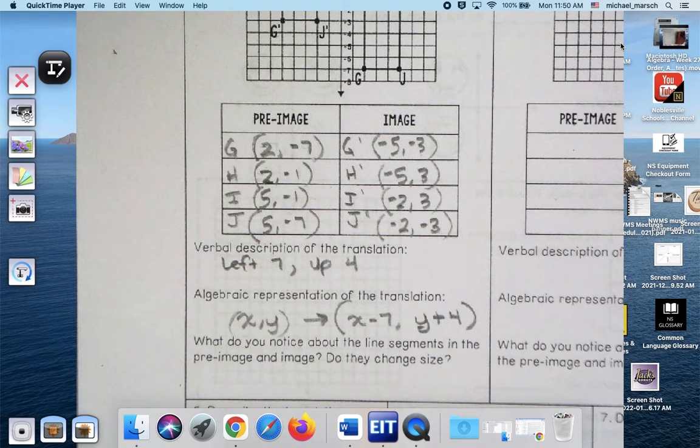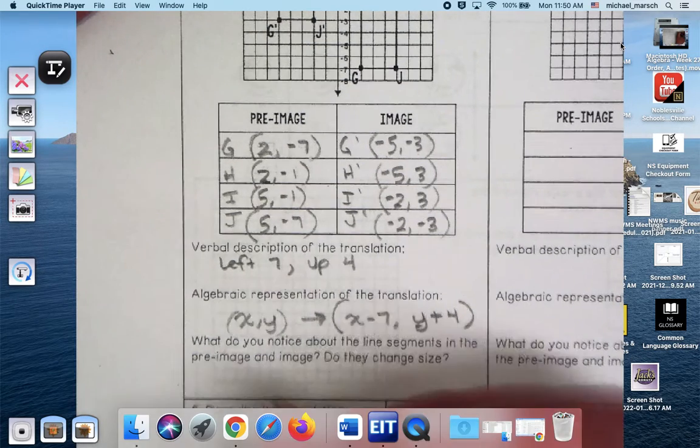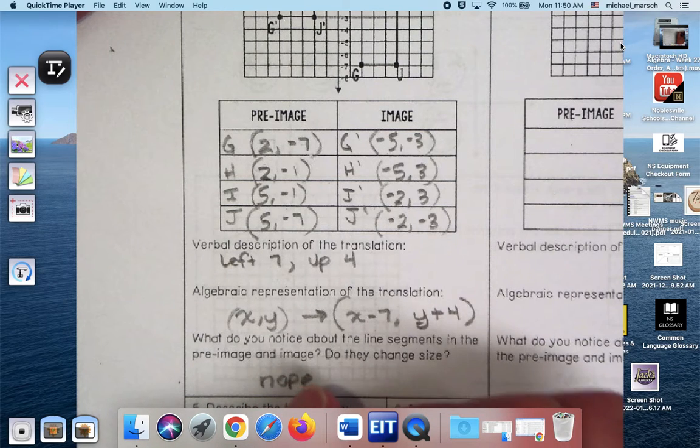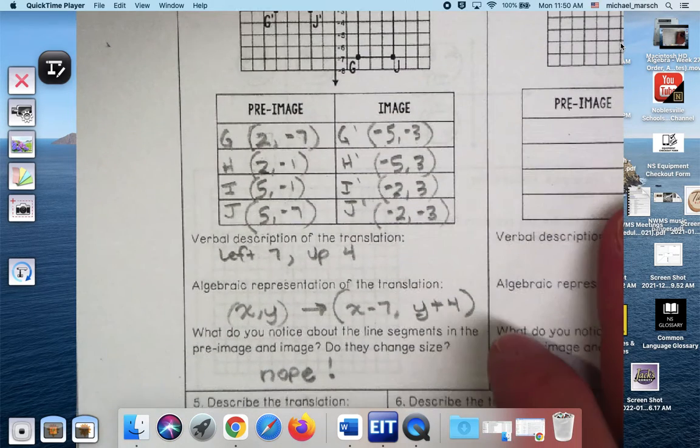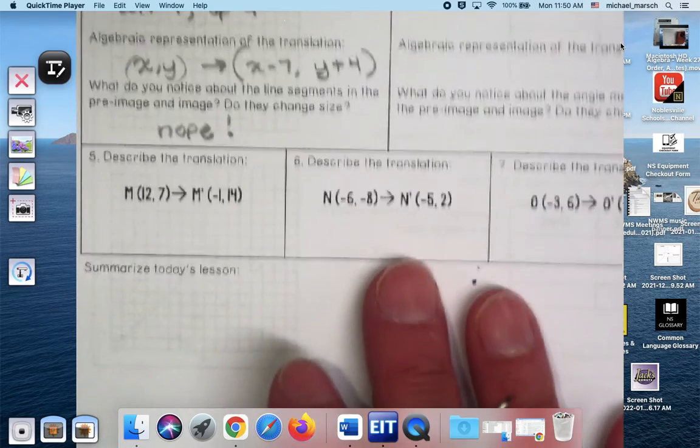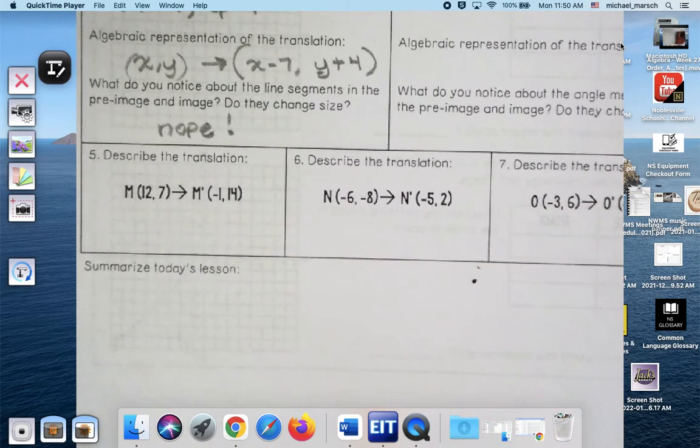Do the line segments of the image and pre-image, are they different? Do they change sizes? Nope. What would have to happen for it to change size? What transformation? Which of our 4 transformations changes the size? Dilation. All right, we're going to skip number 4. We're not going to do that again, but we are going to look down here at 5, 6, and 7.